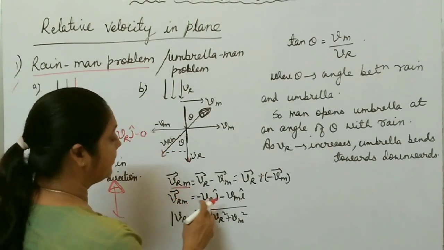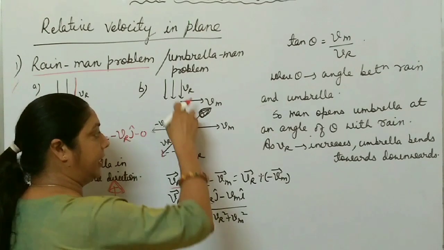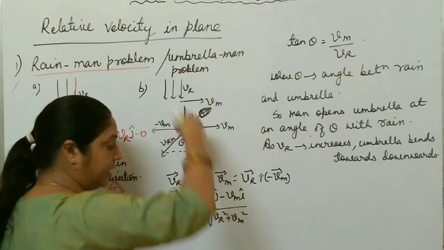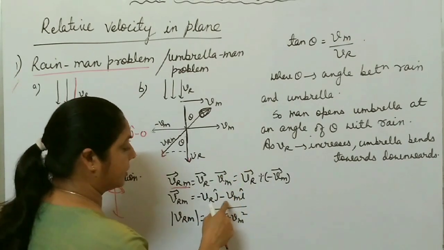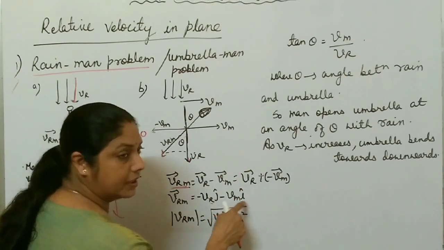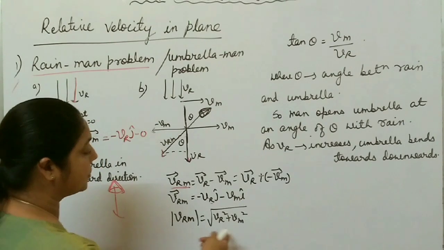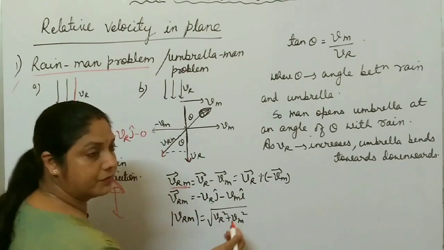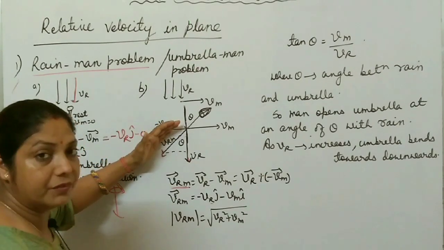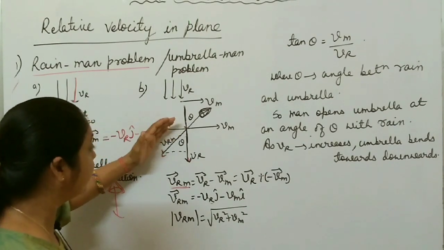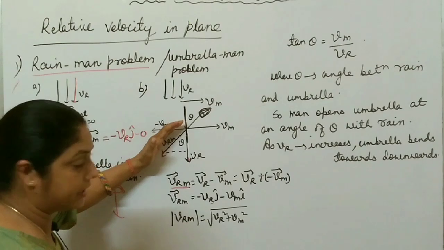VRM is equal to, rain is falling in the downward direction, negative y direction, so you take minus VR j in negative j direction, and it is minus Vm i, and the resultant of these two you can find easily: under root VR square plus Vm square. Now this is the direction of velocity of rain with respect to man. When the man is observing, the velocity of rain is in this direction.